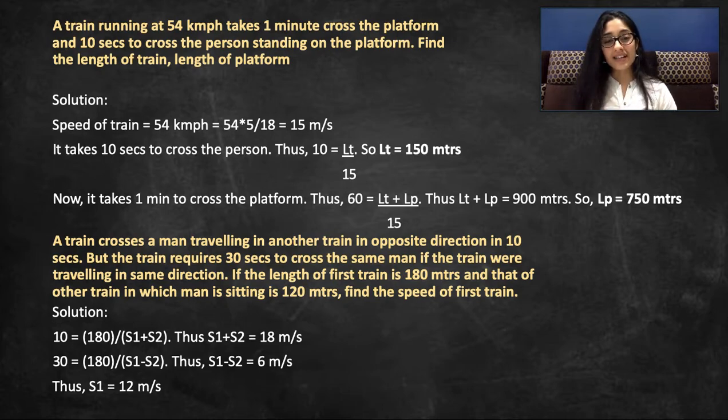Now for the second case, it's going to be 30, and because it's about first train crossing the man, distance will always be just the length of the first train. So again 180 upon, because they are in the same direction, speeds will be S1 minus S2. Thus S1 minus S2 is 6 meters per second. So now if I solve both of these simultaneously, I will get my speed 1 or speed of train 1 as 12 meters per second.